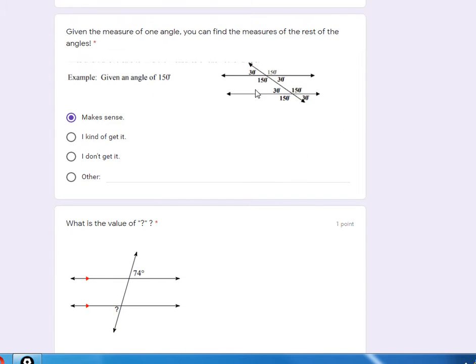This one makes sense. Okay, this one's 30. Across has to be 30. 30 because they're in the same position. Across has to be 30. 150, 150, 150, 150. Those would all make sense.